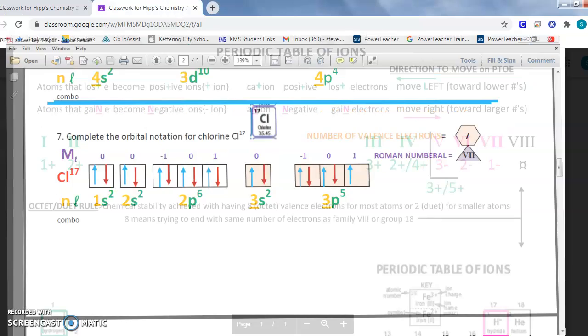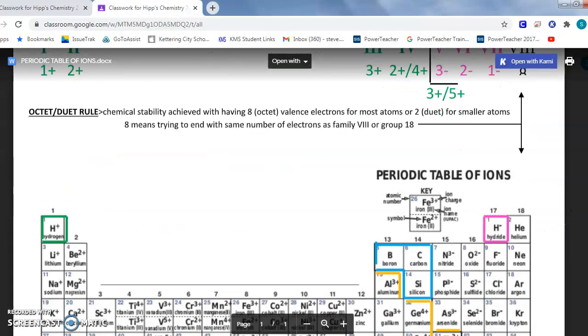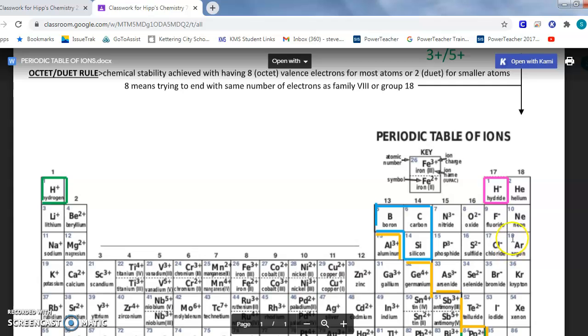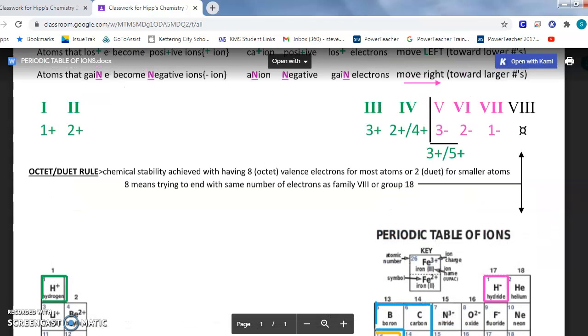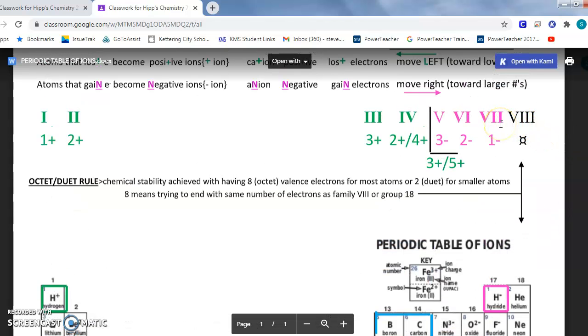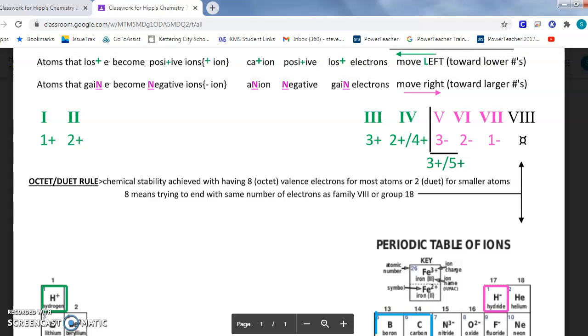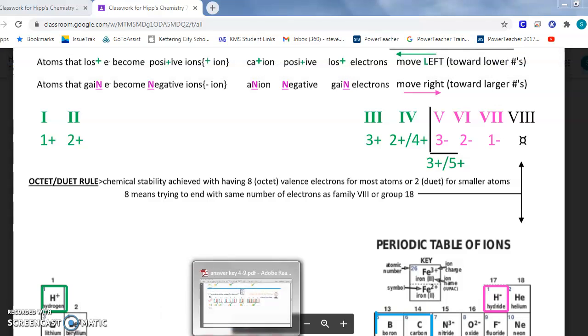Hopefully there's a Roman numeral 7 above chlorine on the periodic table. There's chlorine, number 17. We go up. There is a Roman 7, thank goodness. Here it says chlorine wants to be 1 minus. That's very interesting. Why would chlorine want to be 1 minus?